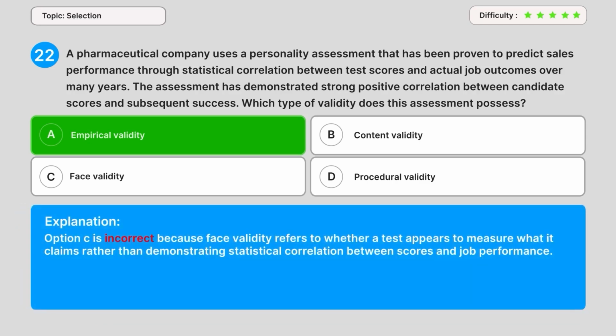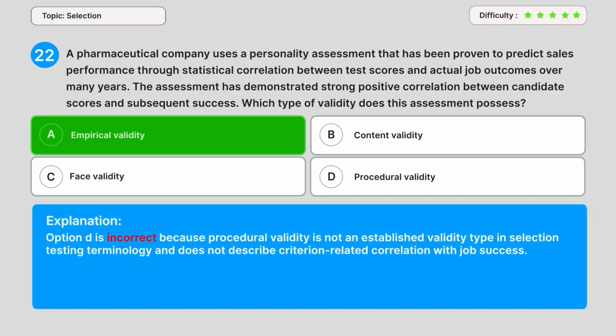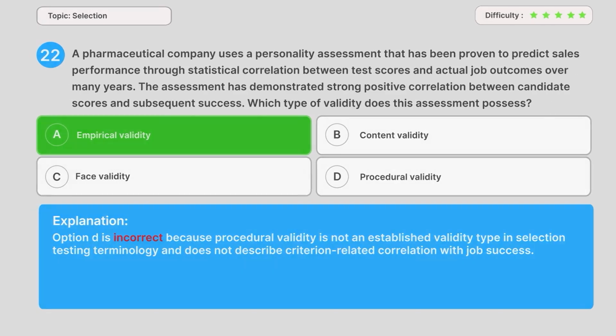Option C is incorrect because face validity refers to whether a test appears to measure what it claims rather than demonstrating statistical correlation between scores and job performance. Option D is incorrect because procedural validity is not an established validity type in selection testing terminology and does not describe criterion-related correlation with job success.